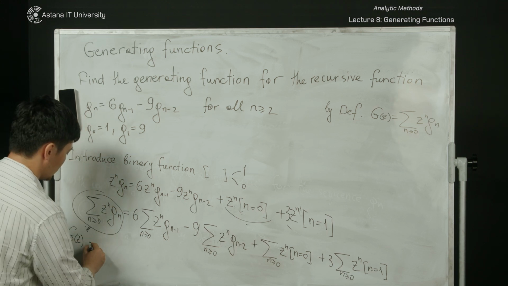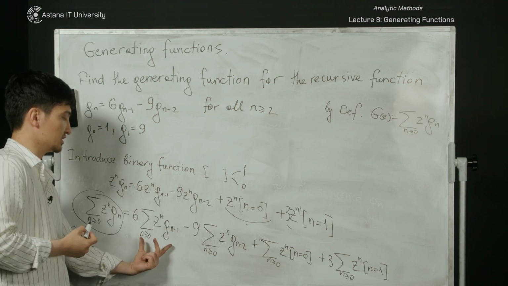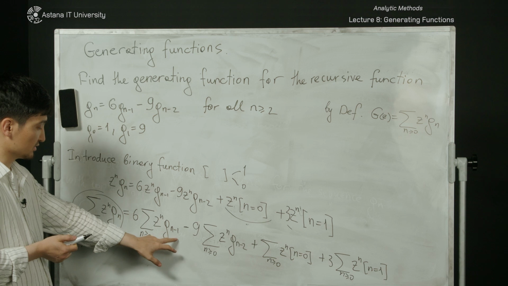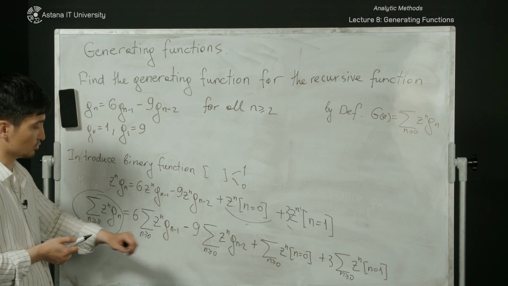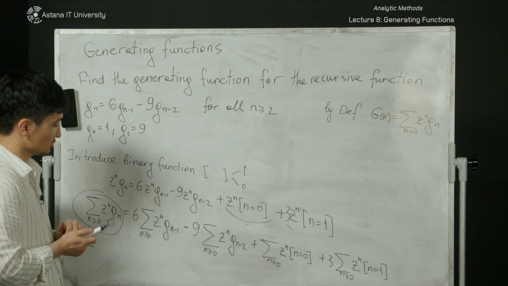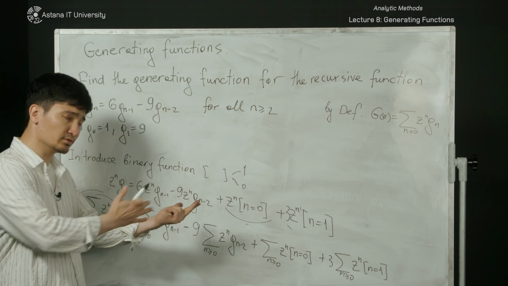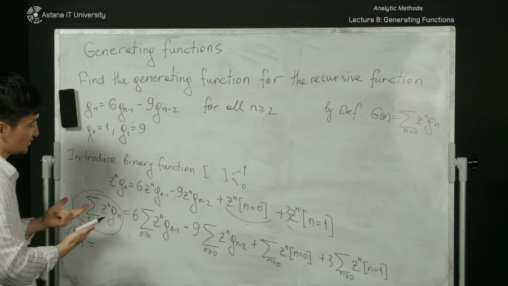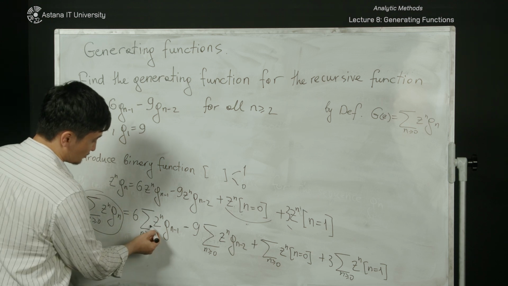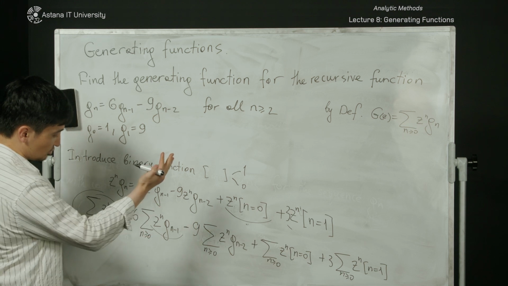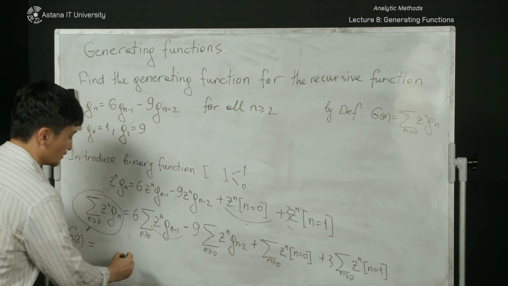Great. Now, what about this one? I want to express this one in terms of g of z as well. But the problem is that I have the index to be n minus 1, but I need the index to be just n. So what I can do is simply move the index. But in essence, what is happening is, if you try to expand this one, open it up, when n equals 0, what do you have?